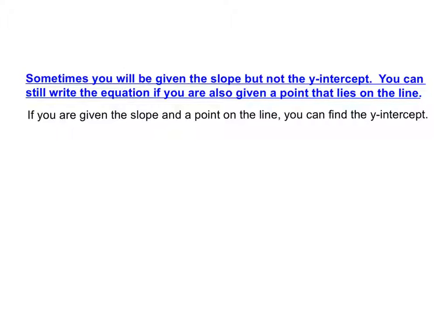So again, the idea is I still need the slope, I still need the y-intercept. But sometimes they don't give you both. But if I'm given a slope and I'm given a point that lies on the line that is not the y-intercept, I can find the y-intercept, and then I will have the slope and the y-intercept, and I can write my equation like we did on the last slide.